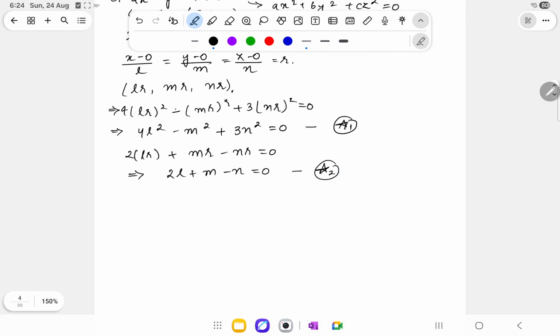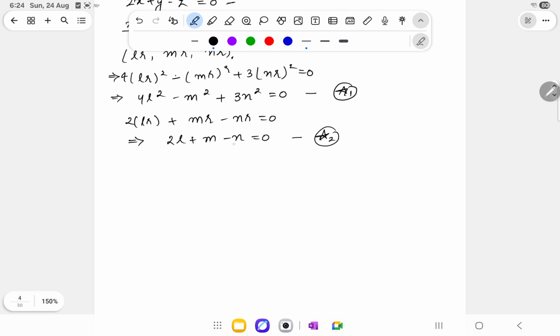So now I've got two equations in l, m and n, and I just need to simplify them to get the values of l, m and n. What I can do is solve for n. From here my n is 2l plus m. If I substitute this value of n in star 1, I'll get 4l square minus m square plus 3 into (2l plus m) whole square equals to 0.